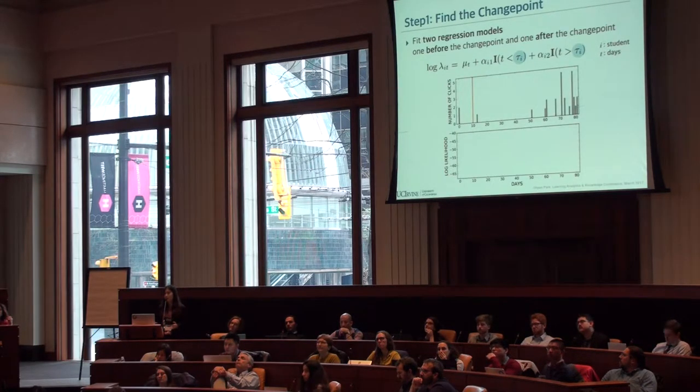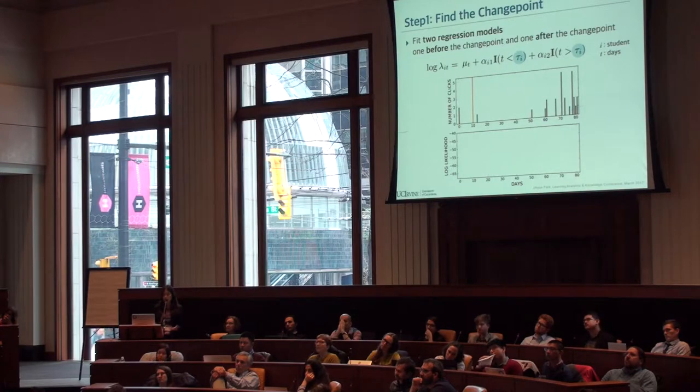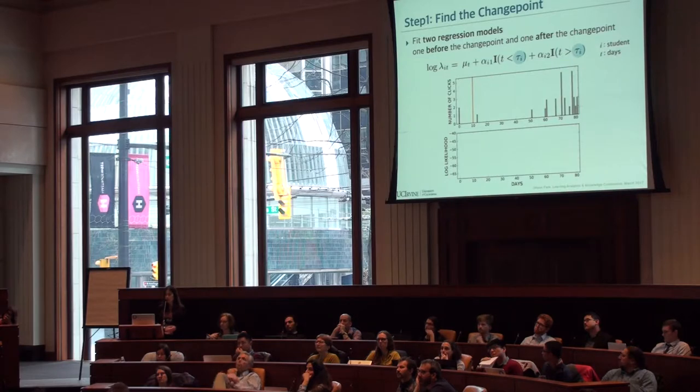So how do we find this tau i? In this graph, if you look at the first plot, there is an orange bar, and let's think of this as tau i, the change point. And what we're doing is we go through all the possible tau i's and then find the one that maximizes the log likelihood, which I'll show in the second plot. If you're not familiar with what the log likelihood is, just think of it as a goodness of fit. So we want our model to have the maximized log likelihood.